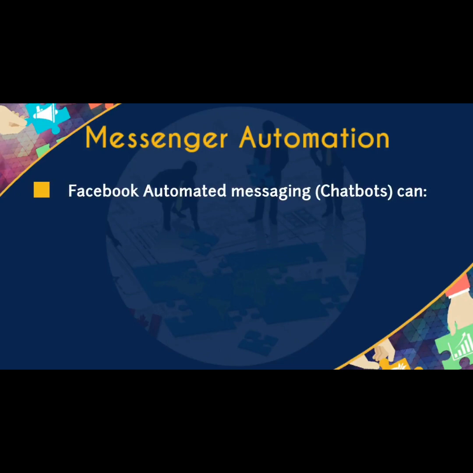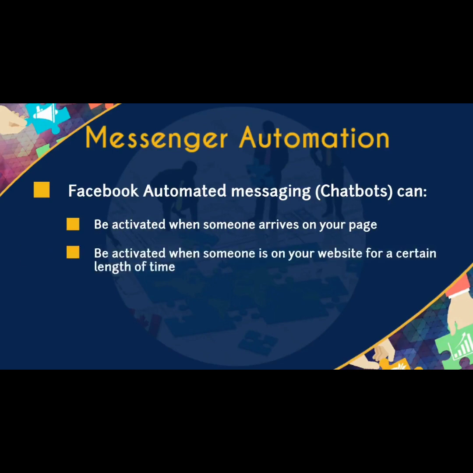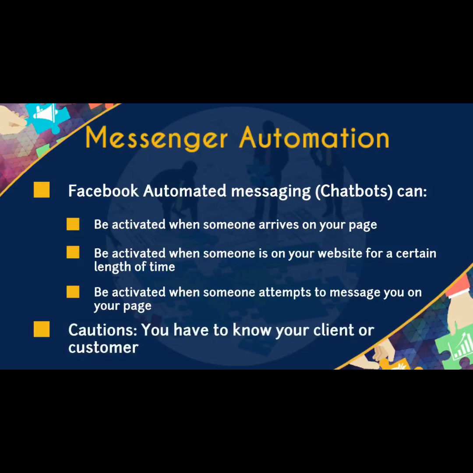Number one, you can activate a Facebook message when somebody arrives on your page, your fan page. You can activate a message when somebody's on your website for a certain length of time, right? You can automate or add them to your messenger list. Number two, you can activate it when somebody attempts to message you on your page, right? So in order for this to work, right?